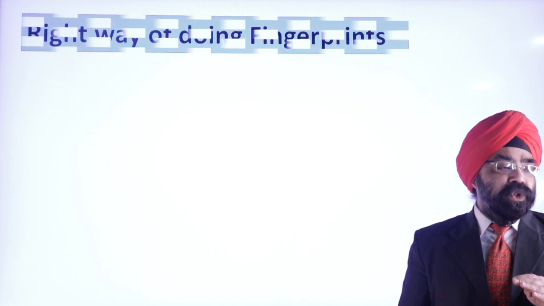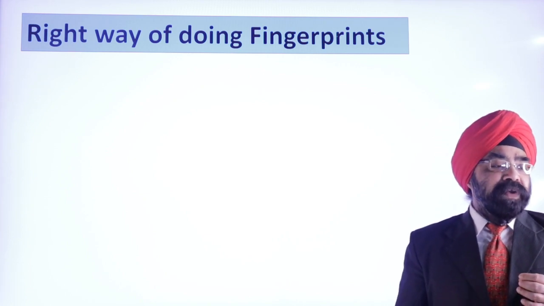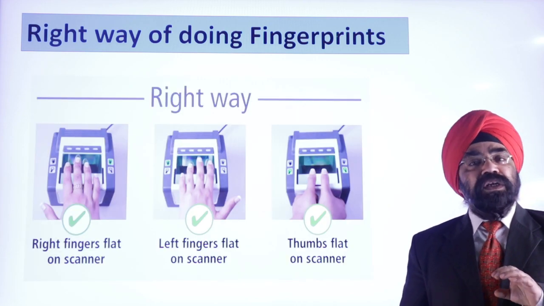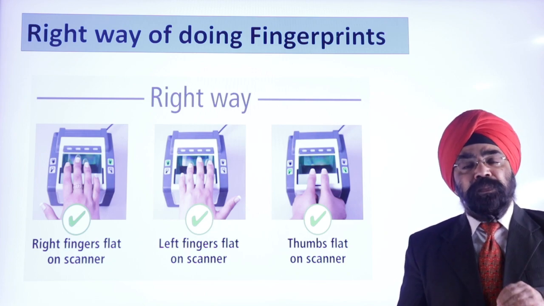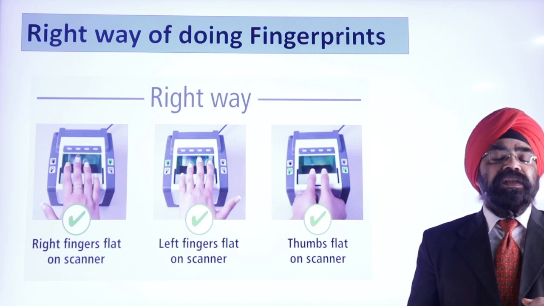Now, what is the last thing? When you go to the fingerprinting place, the biometrics place, they will tell you how to do it. But I am still showing you with the help of a picture here the right way of doing the biometrics. As I said, in biometrics there are fingerprints and a photo. For fingerprints, you start with the right hand: you put the right hand fingers, not the thumb, just the fingers, and the impression is taken. Then the left hand fingers impression is taken. Then you do the two thumbs together. This is the right way.